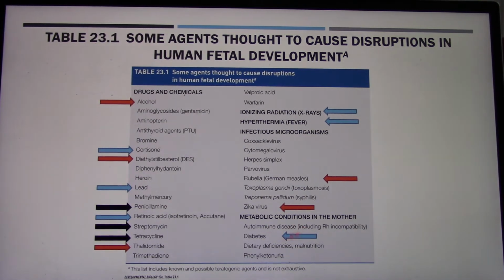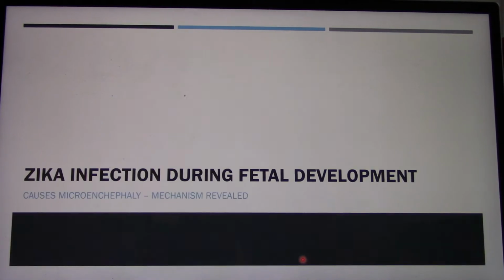I forgot to point out diabetes down here. So metabolic conditions in the mom can affect the fetus that's developing within her. And for those of you who took genetics, you'll see phenylketonuria is in here too.